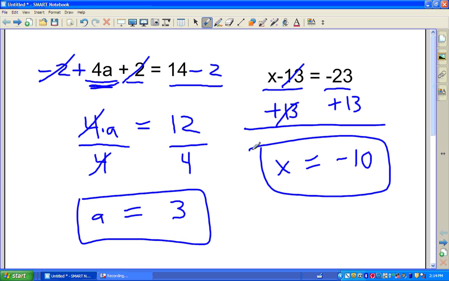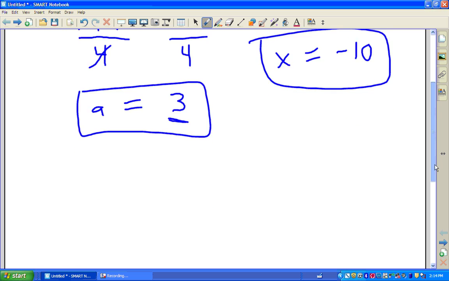x equals minus 10. If you want to check your answer, what's minus 10 minus 13? Well, it equals minus 23, which is exactly what the problem says, so it does check out. Okay, up here I didn't check this one, but if I plugged in a 3 for a, 4 times 3 is 12, 12 plus 2 is 14, it did work.